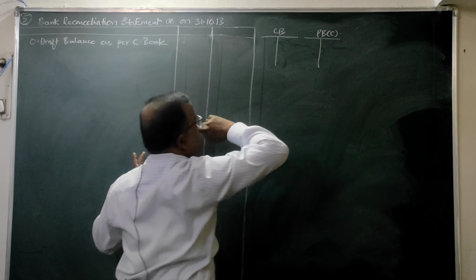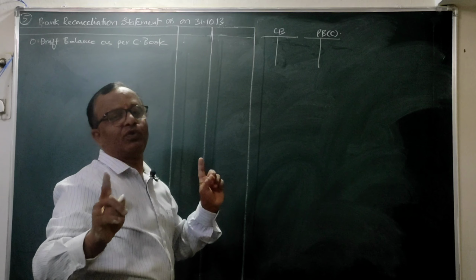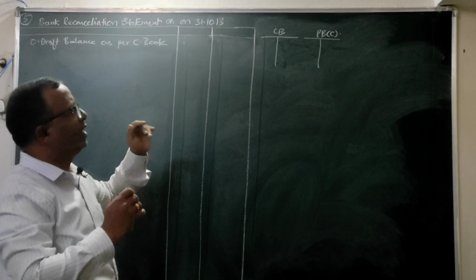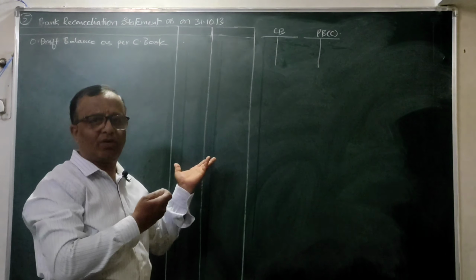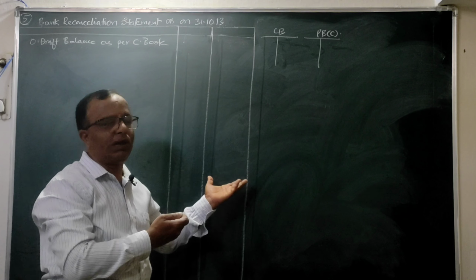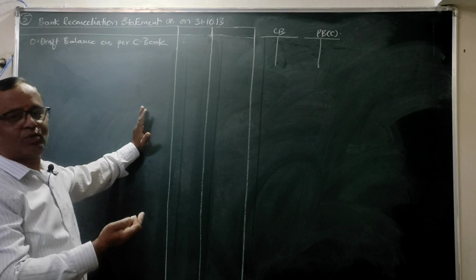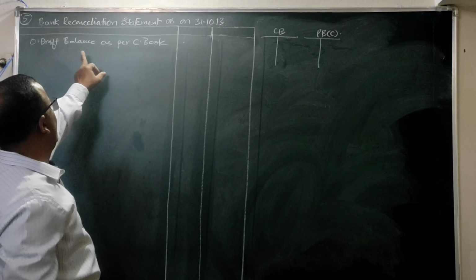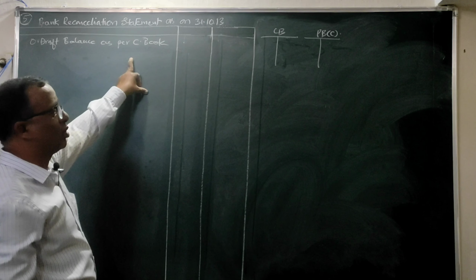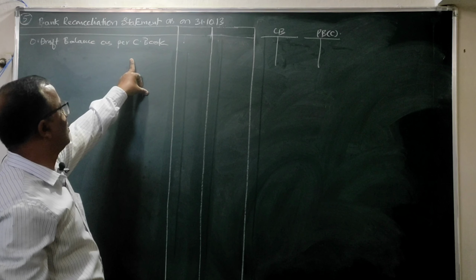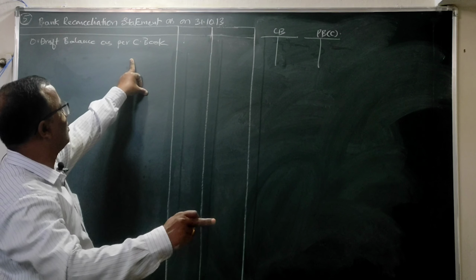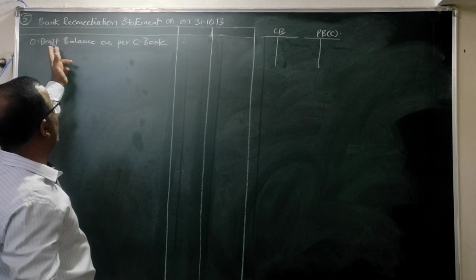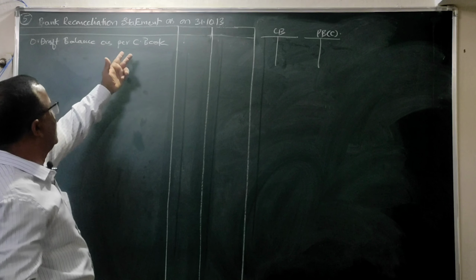As I have already told you, there should not be any confusion in your mind whenever we are doing it. If you have started with the cash book, keep the other book as constant so that it will be easy for you to do the problem. If you start with cash book, keep passbook constant. If you start with passbook, keep cash book constant. So we have started with overdraft balance as per cash book, because he said overdraft balance shown by the bank column of the cash book. Bank column will be there in the cash book only.